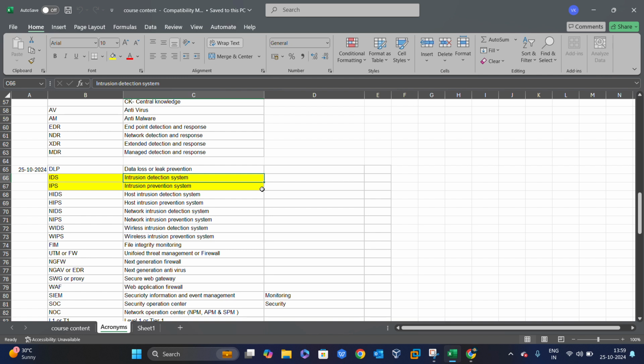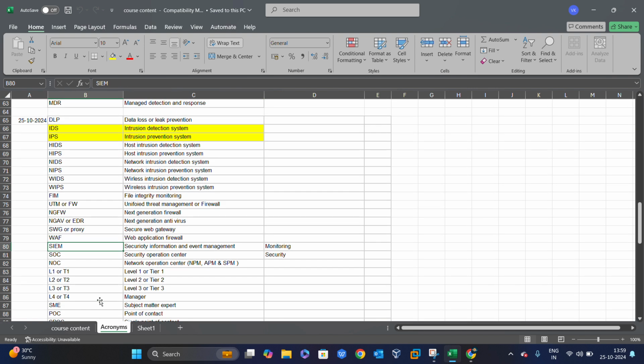So next one is SIEM, Security Information and Event Management. SIEM is our main tool, basically, in the part of cybersecurity SOC operations.